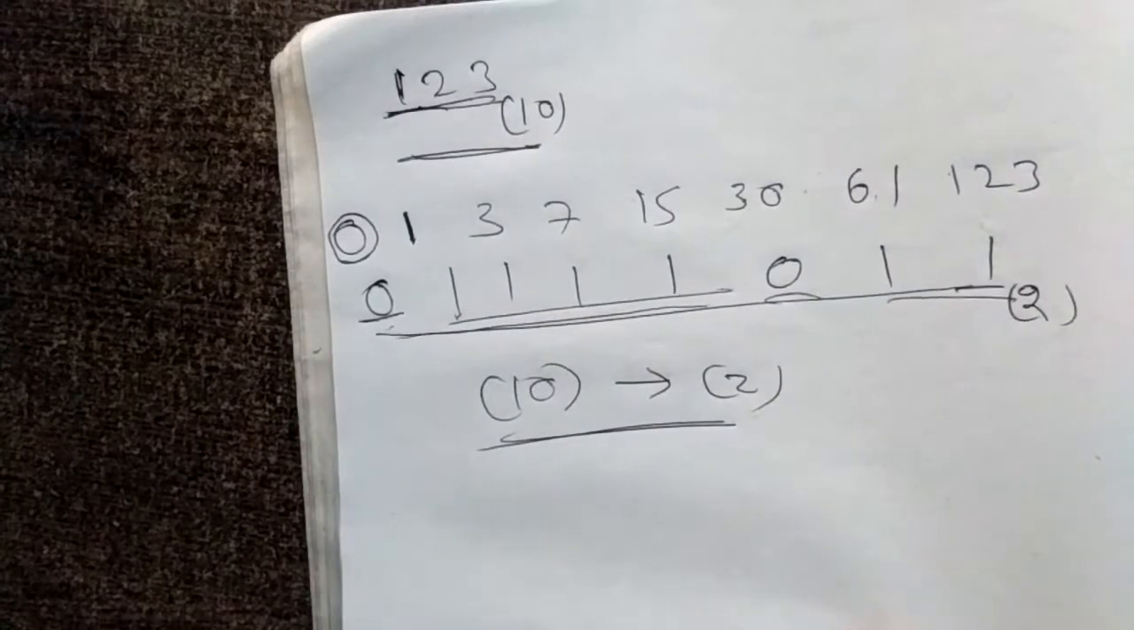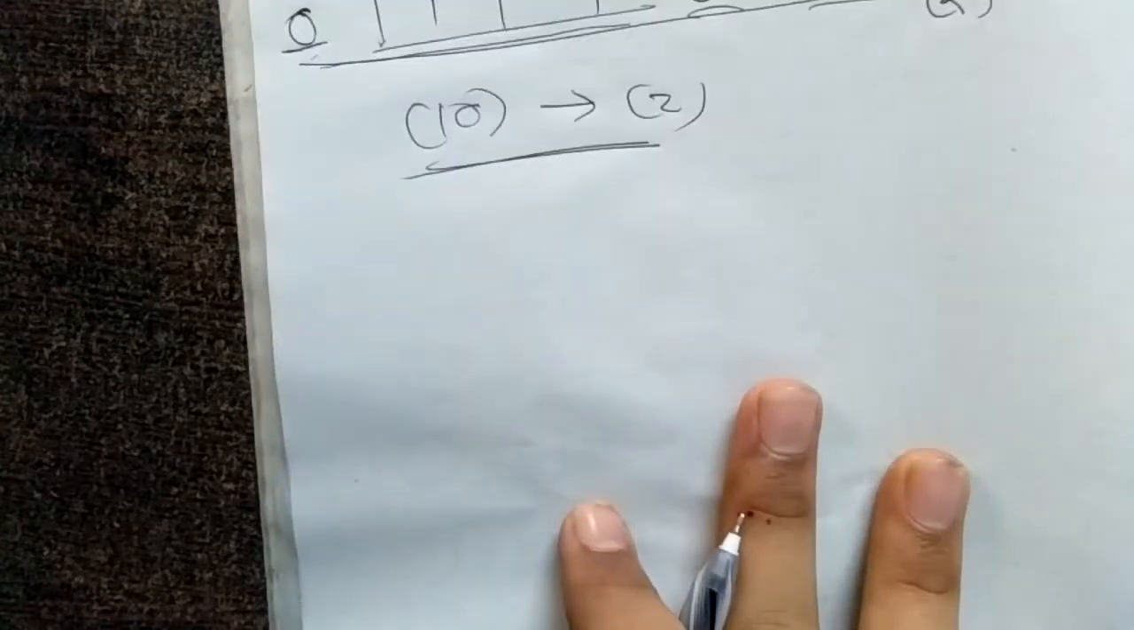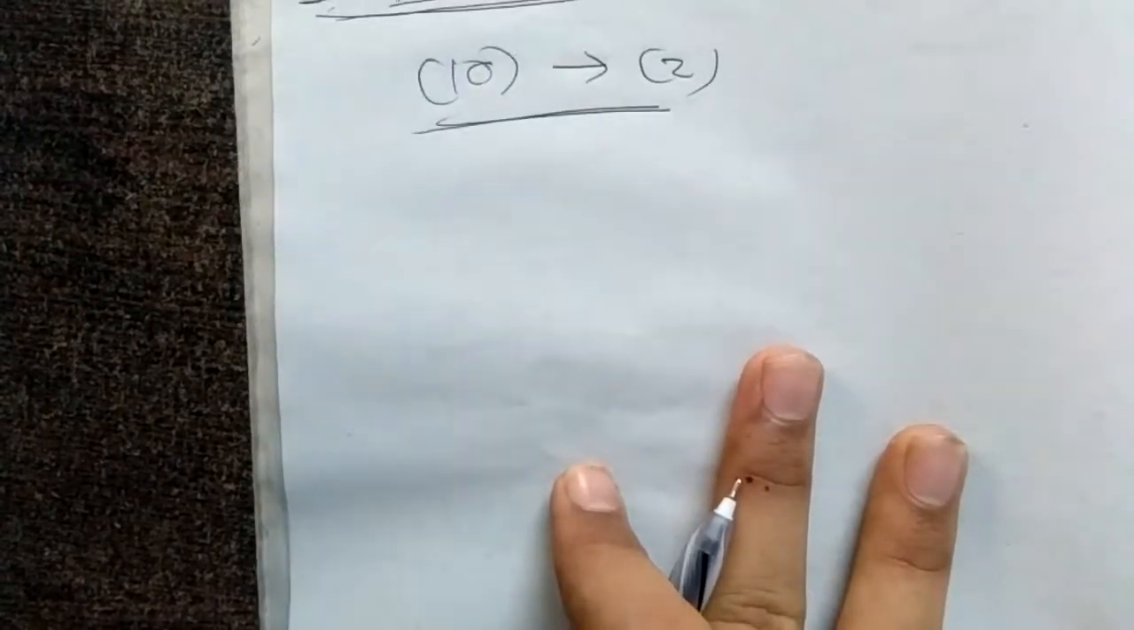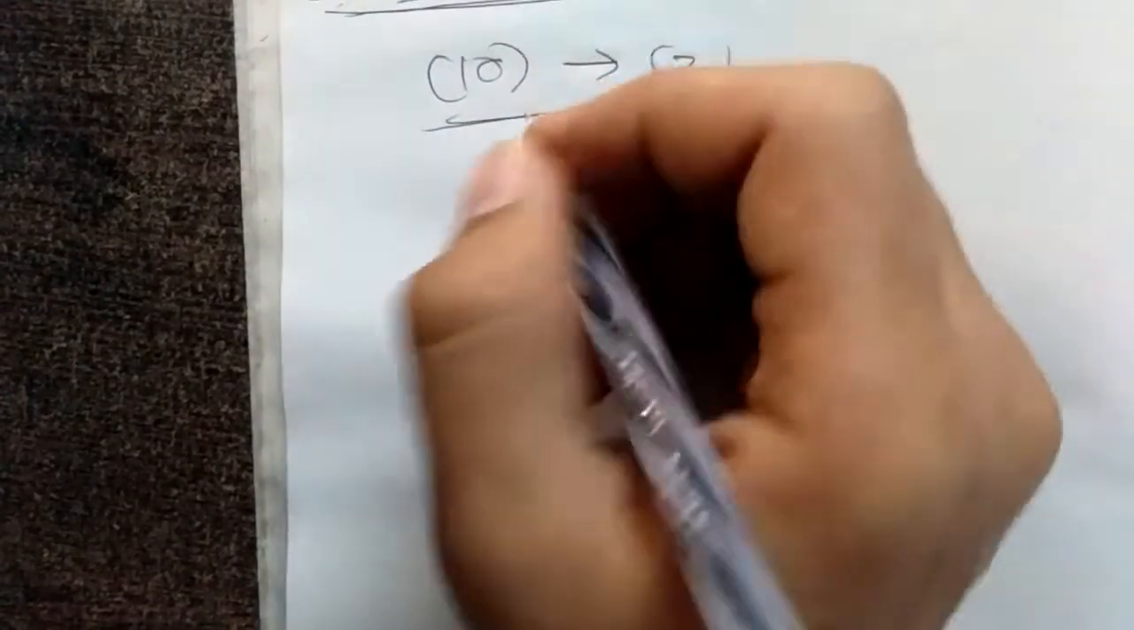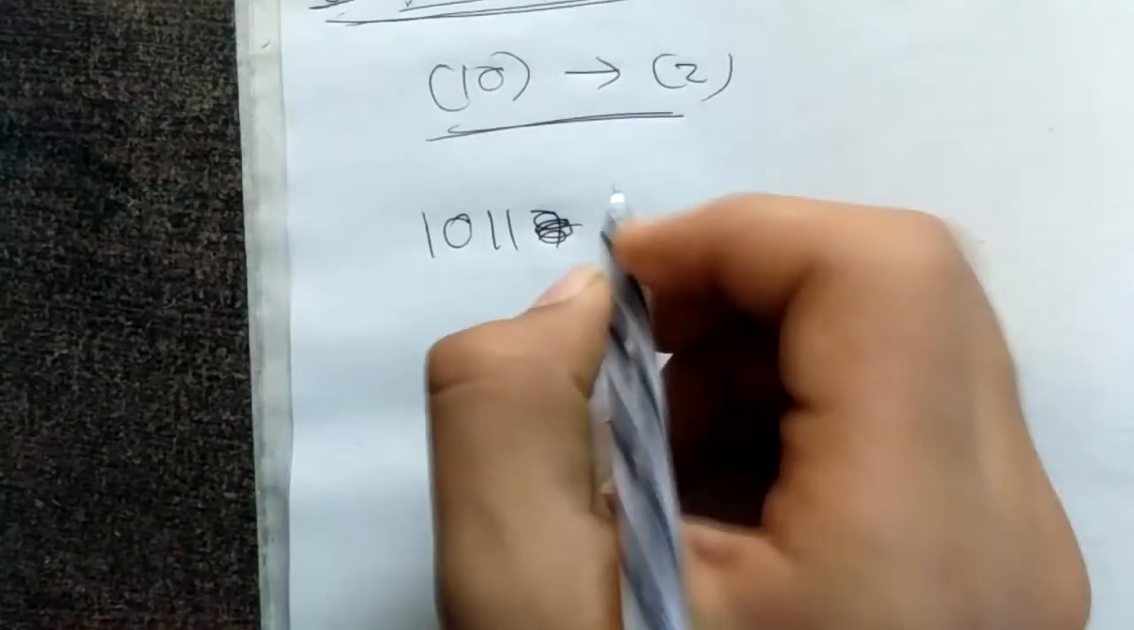The next topic is that we are going to convert, let's say, a given decimal number into an octal number. Let's say I'm going to take the number, binary, as I've said.